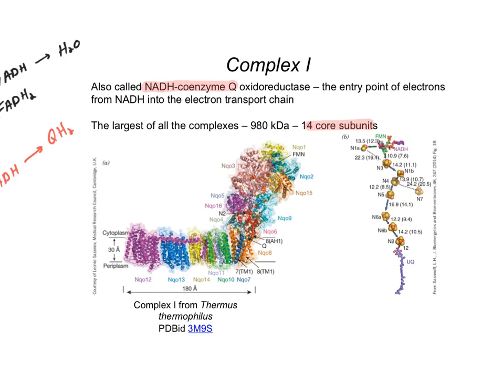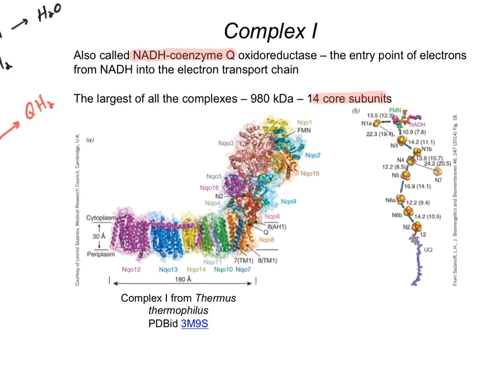All right, so we have the crystal structure of complex 1 from the bacteria Thermus thermophilus, okay? And as a note here, with respect to all of these complexes of the electron transport chain, these are all integral membrane proteins, okay? Meaning that not only are they large, gigantic complexes, but they are also embedded into our membrane, right?